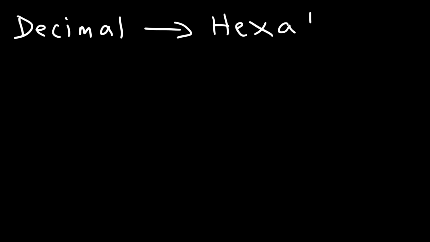In this video, we're going to talk about how to convert a decimal number to a hexadecimal number. So how can we do this? Well, first, you need to understand that the decimal number is based on a base 10 system.